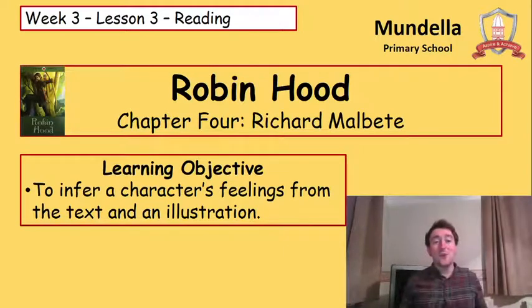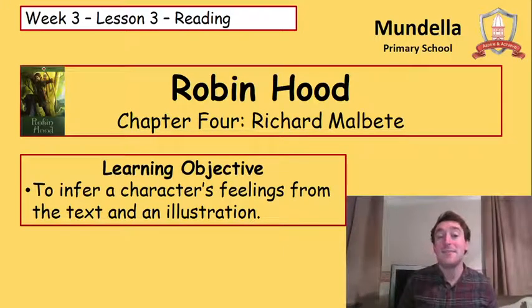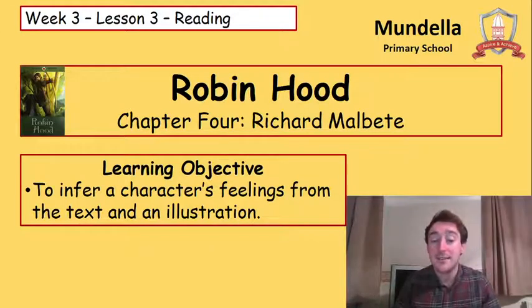Hello Year 3 and welcome to Lesson 3 this week of reading, and we're looking at a Robin Hood book. We're on chapter 4 about that fellow called Richard Malbeat, the evil beast. Our learning objective today is to infer a character's feelings from the text and an illustration.